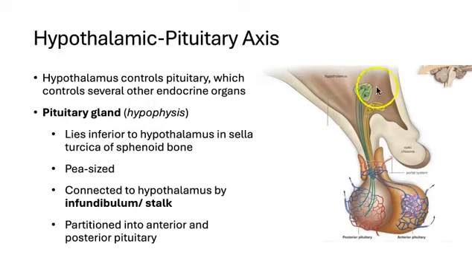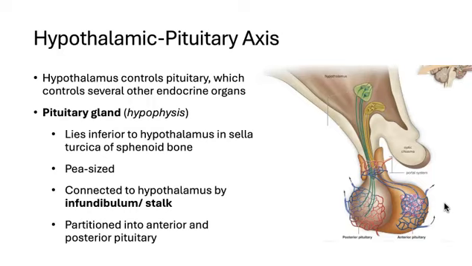So if you haven't gathered by now, our hypothalamus really controls the pituitary gland. And we know that the pituitary gland is named the master gland because it pretty much controls a majority of the other endocrine organs within our body. Another name for our pituitary gland is the hypophysis, and we see that it lies just inferior to the hypothalamus in a bony area that is known as the sella turcica, which means Turkish saddle, and it's a part of the sphenoid bone in our cranium.